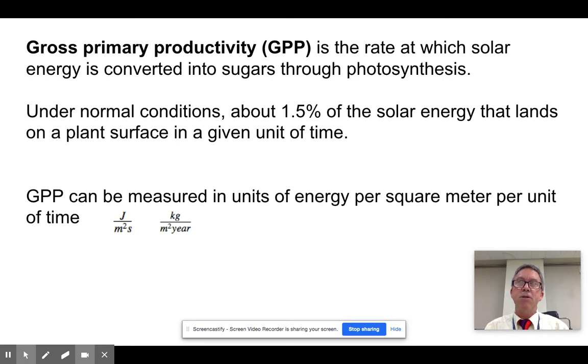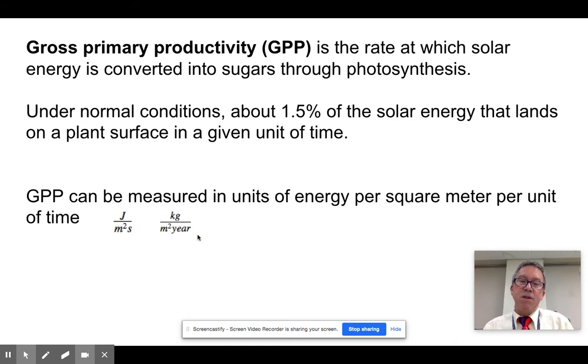We could talk about it in terms of the kilograms of sugar produced in a given area. So usually we do it in terms of energy or mass per unit of area per unit of time. So let's look at this. I could say how many kilograms of sugar were produced in every square meter of forest in a given year. That would be the productivity of the forest in kilograms per square meter per year.